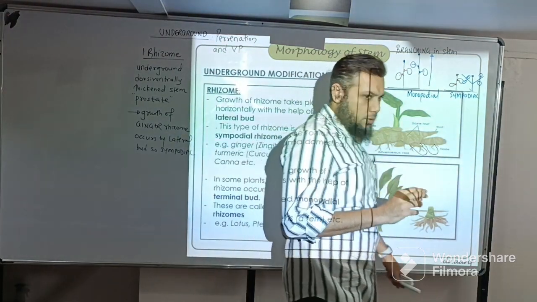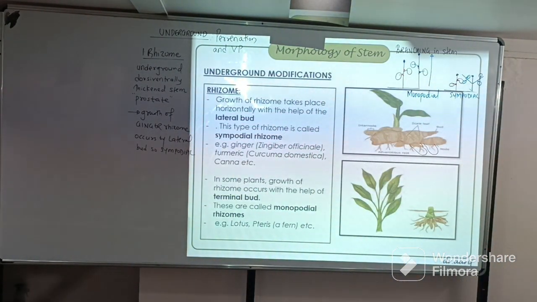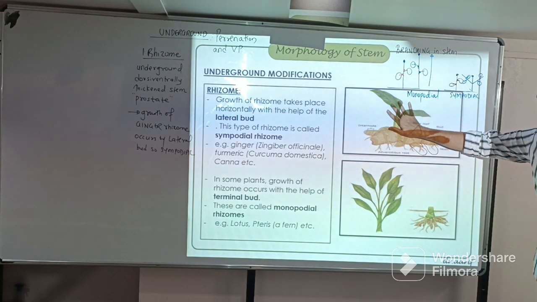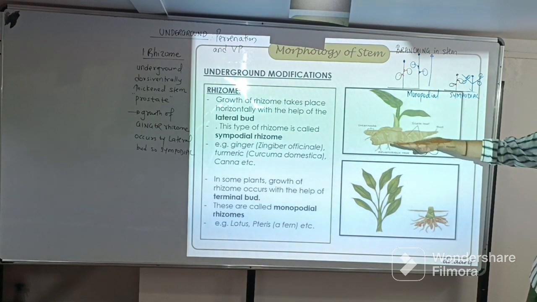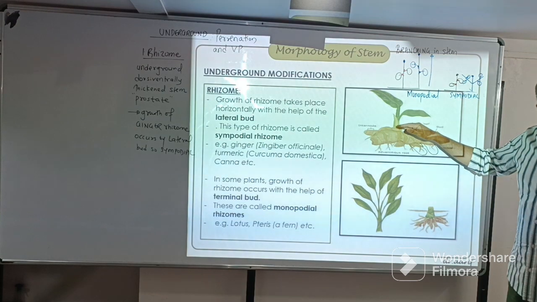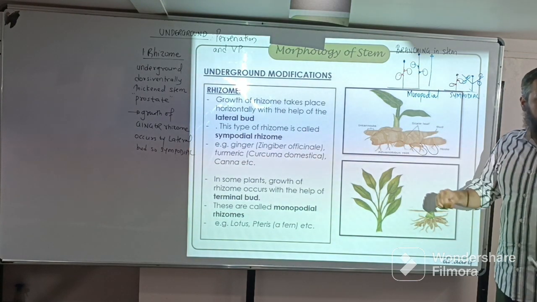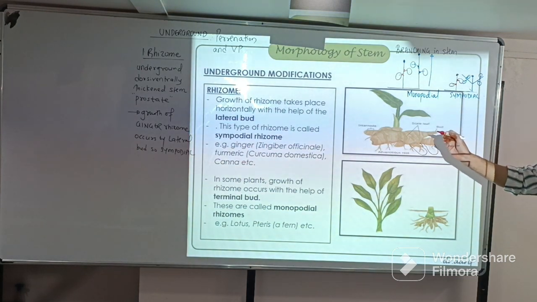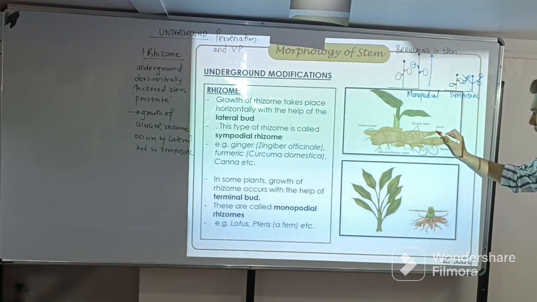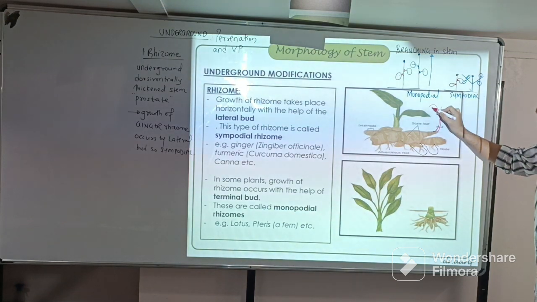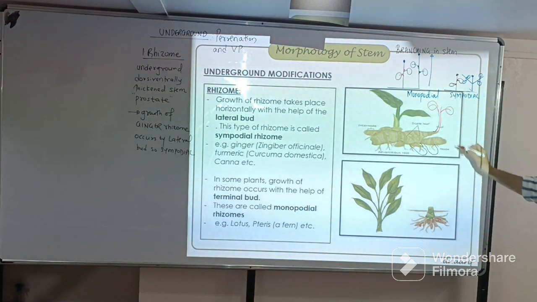Now, when the conditions become unfavorable, this entire green part will die. And what will be there under the ground? The rhizome, which will help to overcome unfavorable conditions. Did you get my point? Yes. With the return of the favorable conditions, the apical bud, which bud? Apical. It will result in the formation of a new shoot system with stem and leaf.